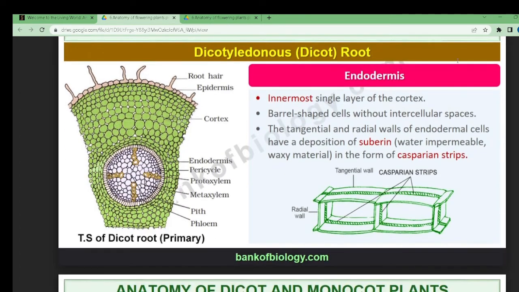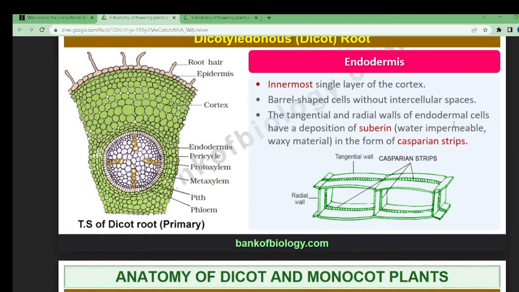Then after that, the endodermis is the innermost single layer of the cortex. You can see the innermost single layer of the cortex, barrel-shaped cells without intercellular spaces. So this is the new one, the endodermis. You can see these are the barrel-shaped cells. The tangential and radial walls of the endodermal cells have a deposition of suberin.